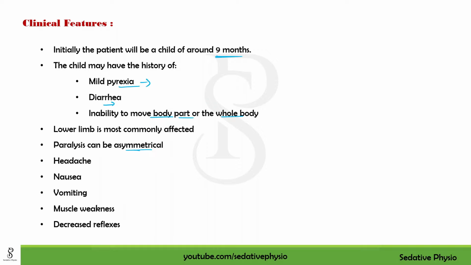Headache, nausea, vomiting can also be seen. Muscle weakness will be there. The patient's muscles will be very weak, and there will be the condition of hyporeflexia. Hyporeflexia means the reflexes will be very decreased. There will be decreased neonatal reflexes. If you check the neonatal and the primitive reflexes of the patient, the reflexes will be decreased.